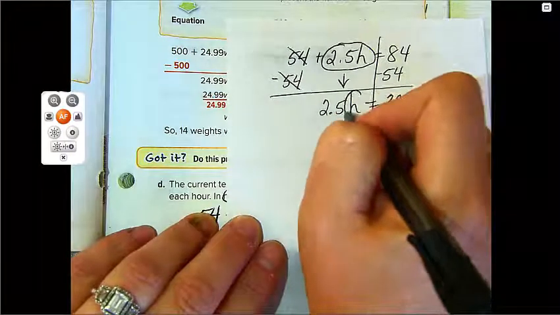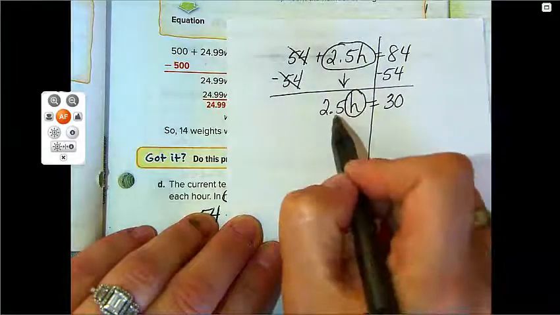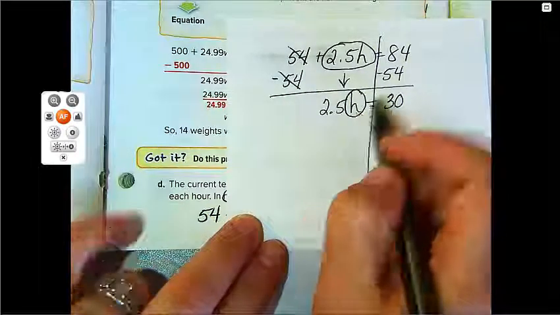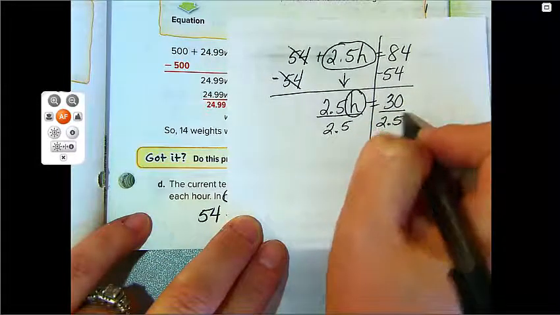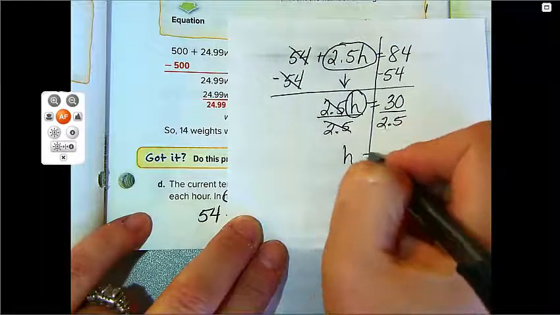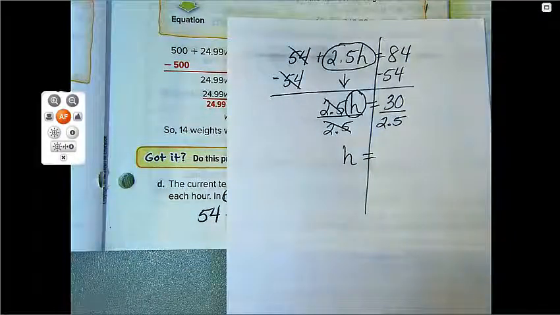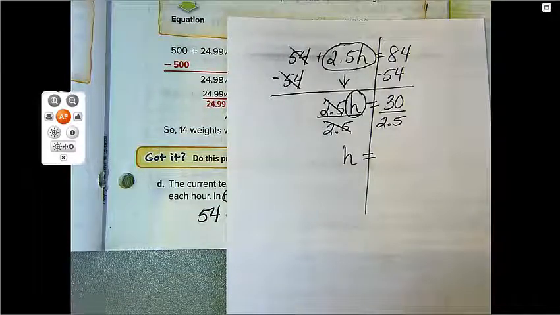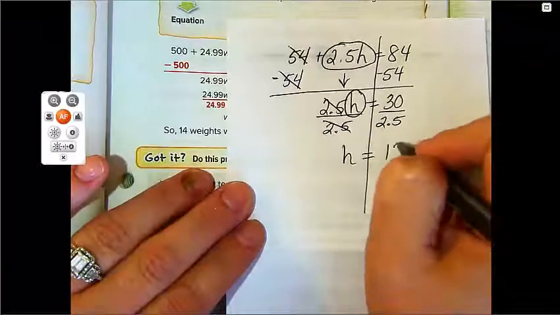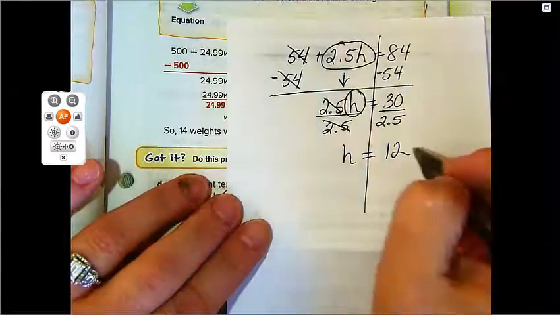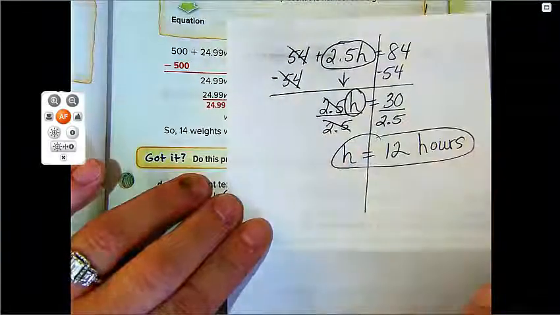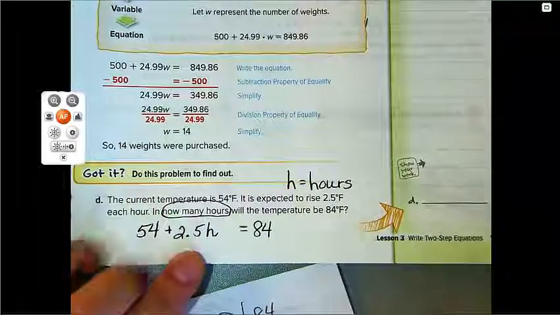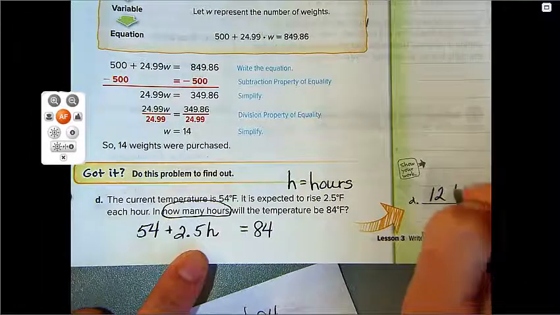Now I want to get this letter by itself. Right now it's 2.5 times h, so I'm going to do the opposite of times, which is divide. I'm going to divide both sides by 2.5. My 2.5s are gone, and I'm left with an h. And 30 divided by 2.5, if you do that on your calculator, is 12. So that's how many hours it's going to take to get to 84 degrees. So my answer is 12 hours. So we can write that back in here. My answer is 12 hours.